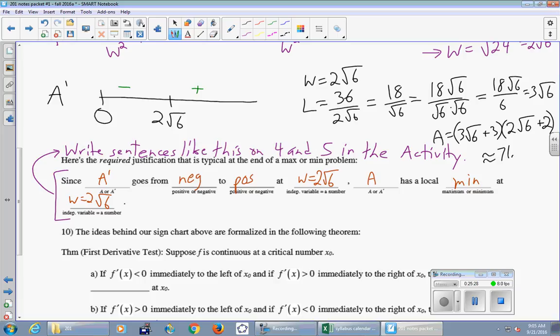71.4 square inches for this guy. That's the minimum amount of paper. Change the original rectangle, and you'll be using more paper than this 71.4 square inches.